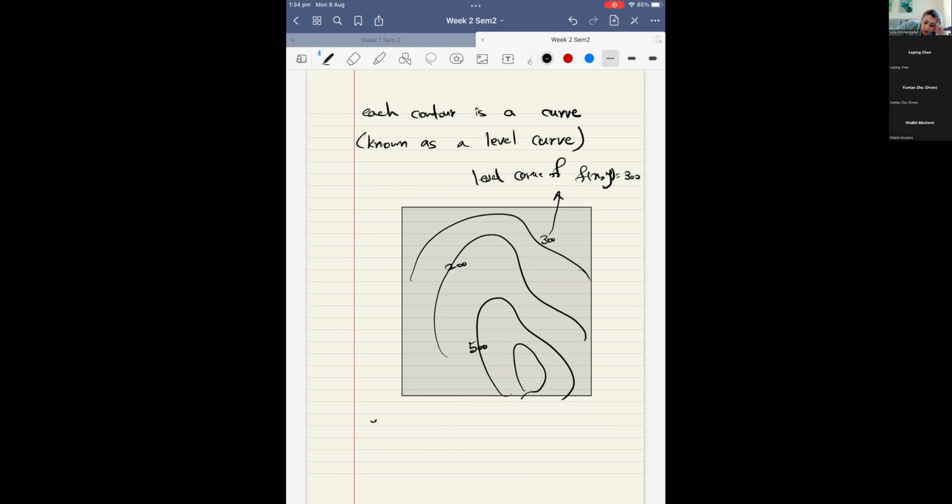And I can write here: each level curve is defined by f of x and y equals c. As I showed you before, you can see the level curves. Just let me show you again here.